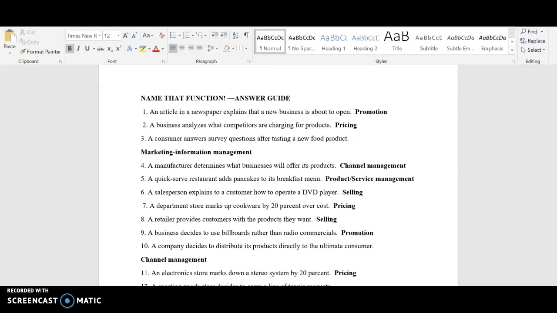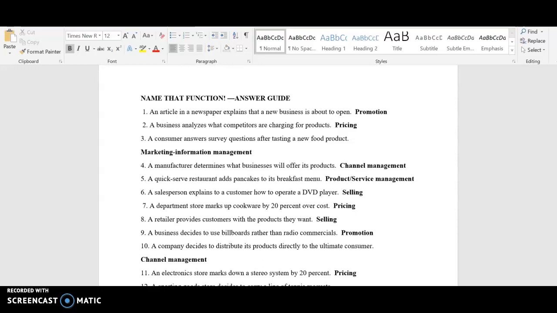Number 7, a department store marks up cookware by 20% over the cost. So this is, of course, another function of pricing. Number 8, a retailer provides customers with products they want. This is selling. This is not necessarily product service management, but this is the selling feature of it. Now, if you put product service management, even after seeing the video, that's fine. I'll let you slide on that one, but it is the selling feature.